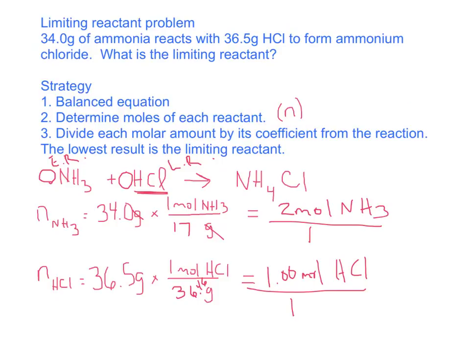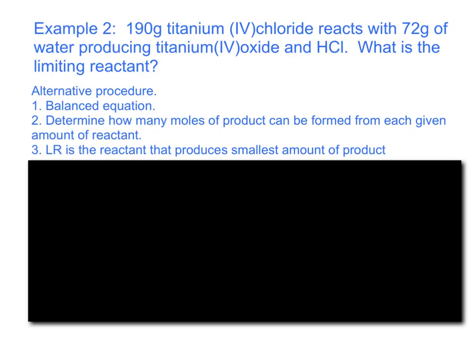So we're going to go on to another example and show you an alternate approach to a limiting reactant problem. So here is example 2: 190 grams of titanium 4-chloride reacts with 72 grams of water, producing titanium 4 oxide and hydrochloric acid. In this case, they want to know what is the limiting reactant.